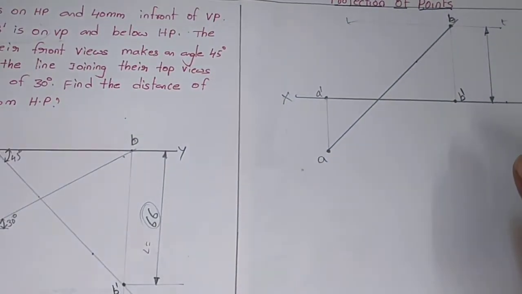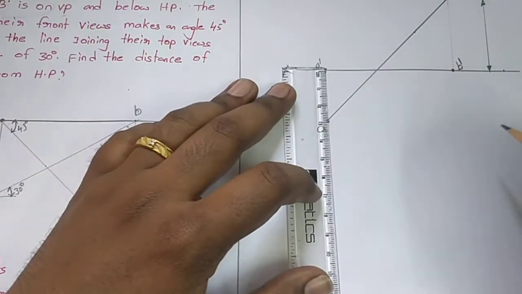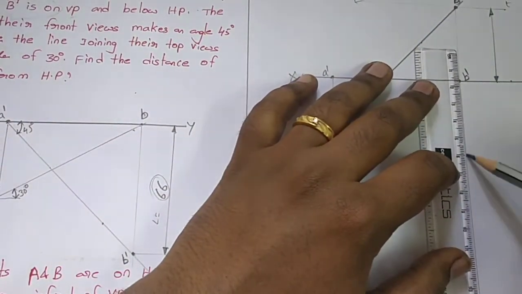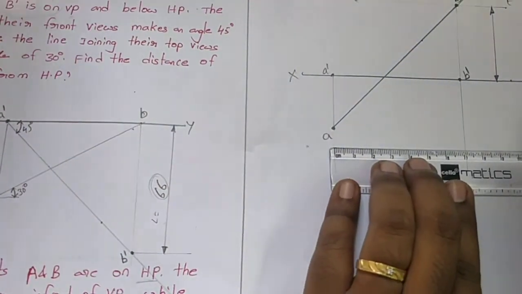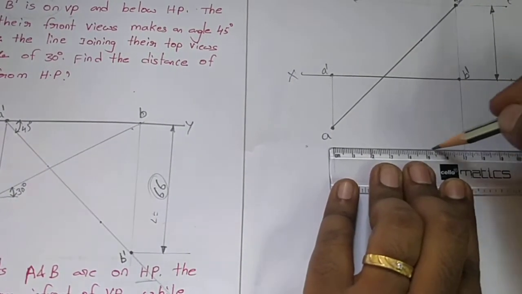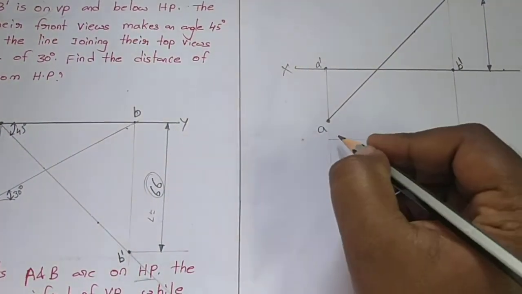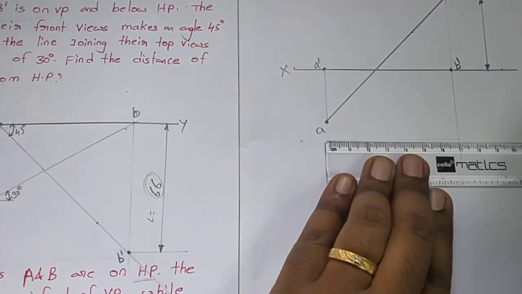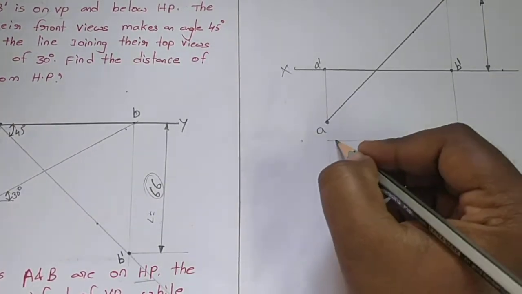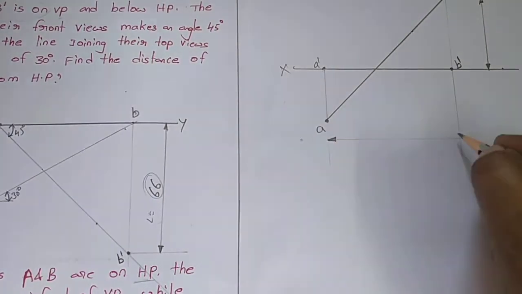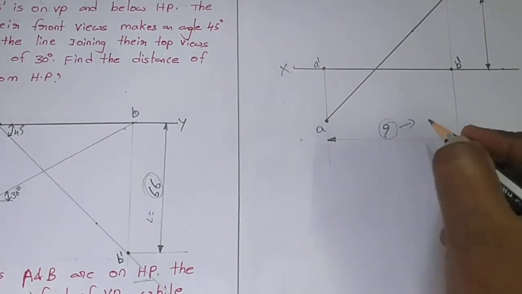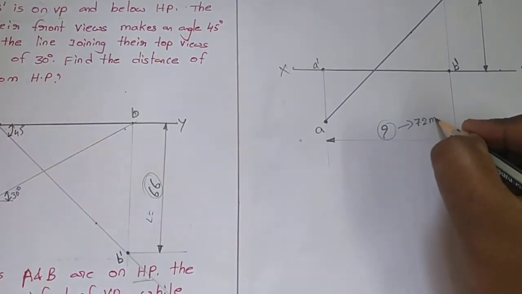Okay, next from this we need to find out the distance between the projectors. Here the distance between the projectors we find out, that is 71 or approximately 71 mm. Okay, we need to find out this distance. I got this distance value as 72 mm.